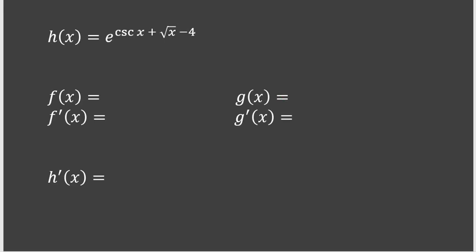Another one here. h of x is e raised to the power cosecant x plus the square root of x minus 4. Again, try to take some time, figure out what are the two functions making up your composition, label those guys as f of x and g of x, then find f prime and g prime, and then take those pieces and substitute them into the formula for chain rule.